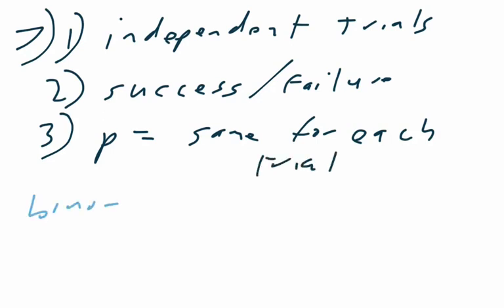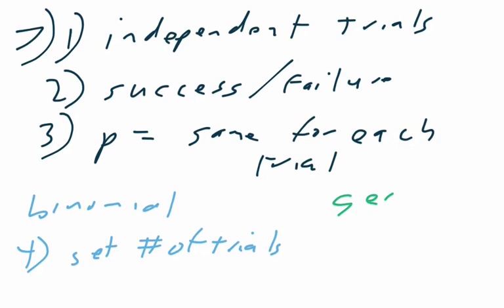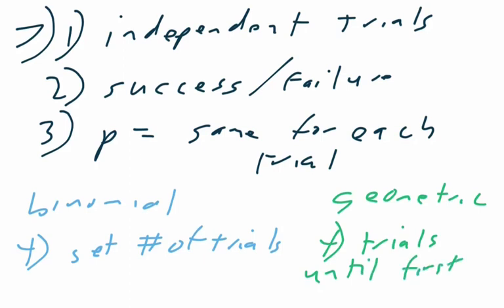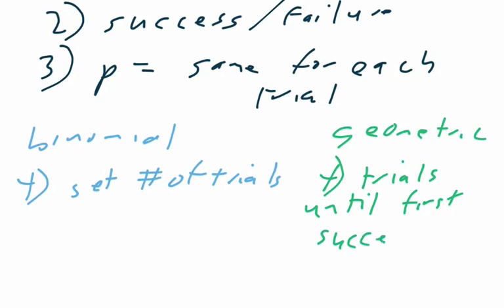For the binomial, we have a set number of trials. For the geometric, we have trials until the first success. And that's it for problem number 7. So the first 3 go for both, and then the fourth one is different for each one.